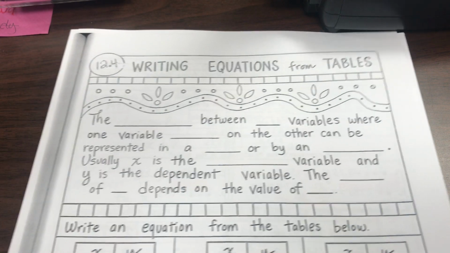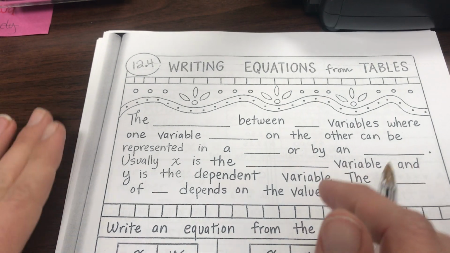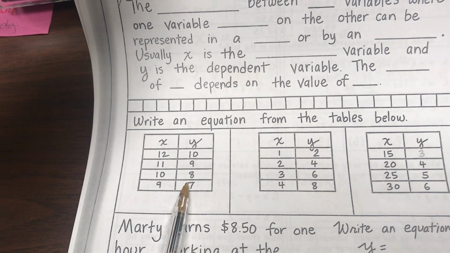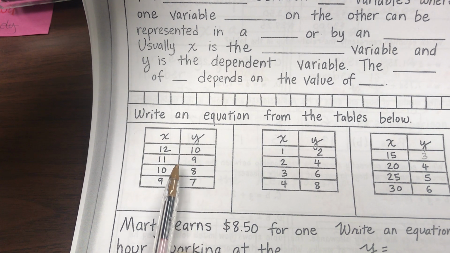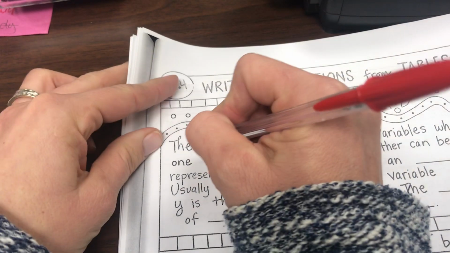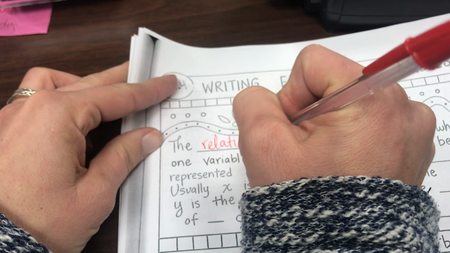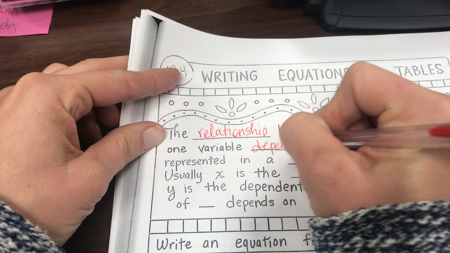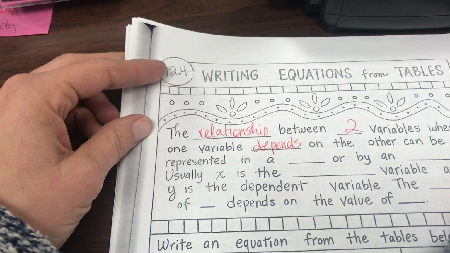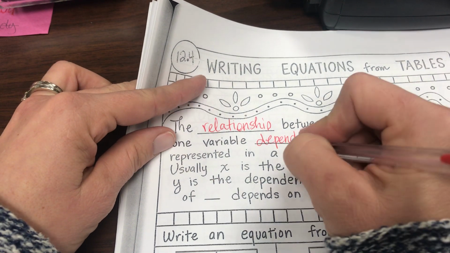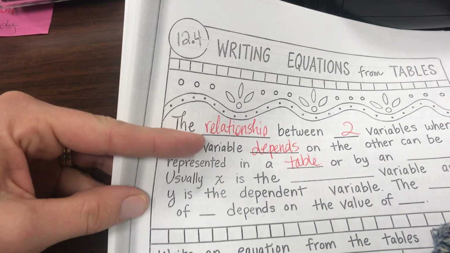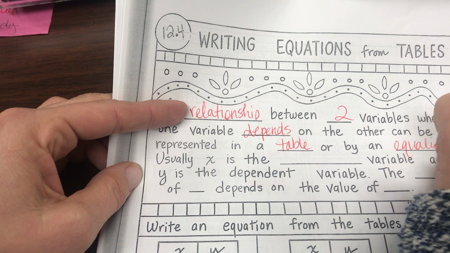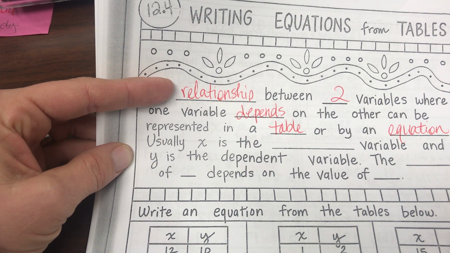So now we're going to go to page 99. So we're talking about writing equations from tables, all right? So they're going to give you tables that look like this, and you're going to find the rule, and then you're going to find and write the equation, all right? So we're going to find the relationship, okay, between 2 variables where one variable depends on the other. That sounds just like yesterday with the dependent and independent variable. So it can be represented in a table, okay? They could give you a table like this. Or they could give you an equation, okay, and have you pick a graph or a table that matches it.